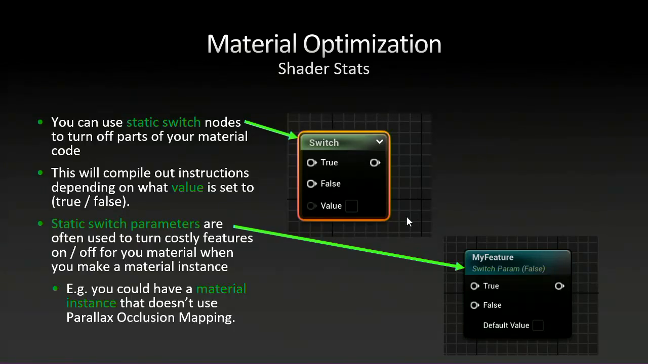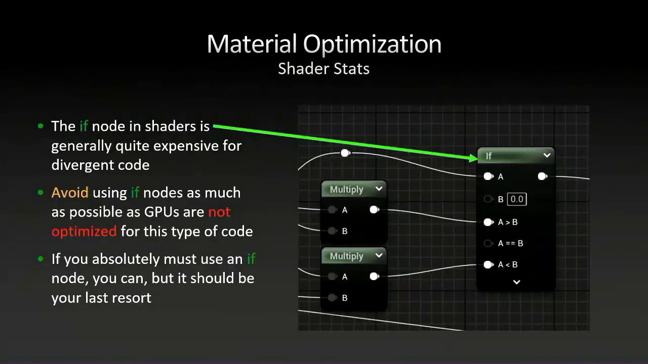You can also make it a parameter, so you can make a God material that has all these features in it, and when you instance it, as a material instance, you can use this parameter to turn those features on and off, and it'll actually remove the shader code for you, making it faster.